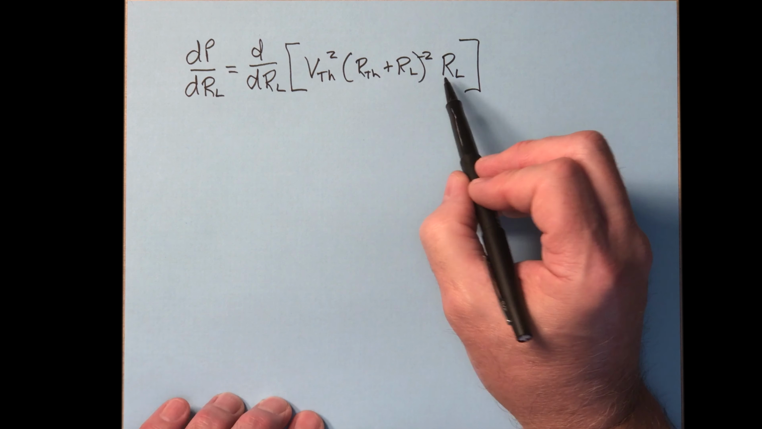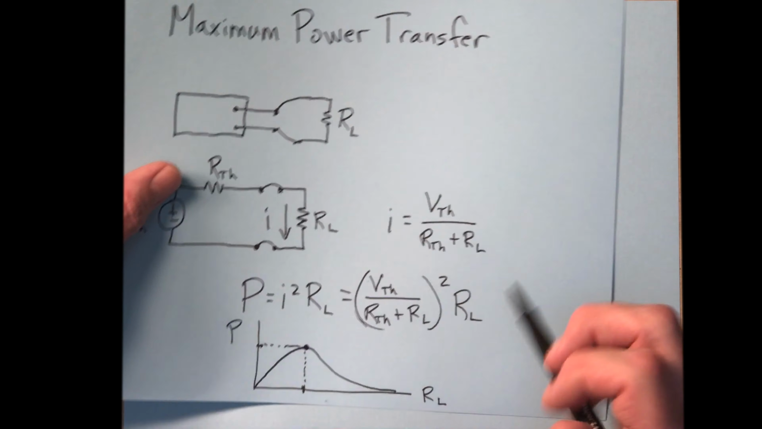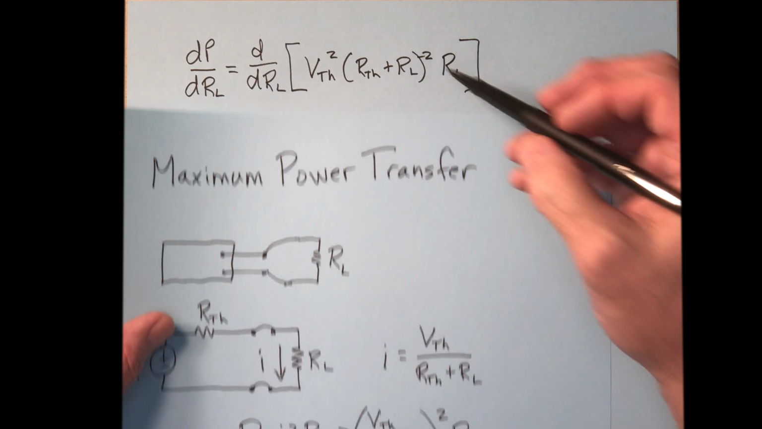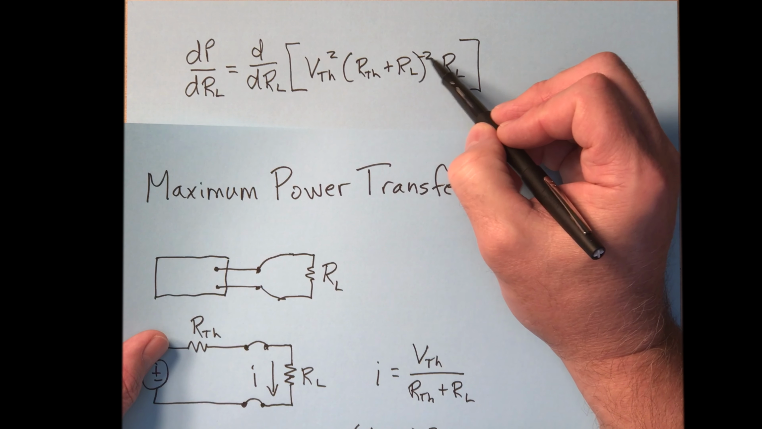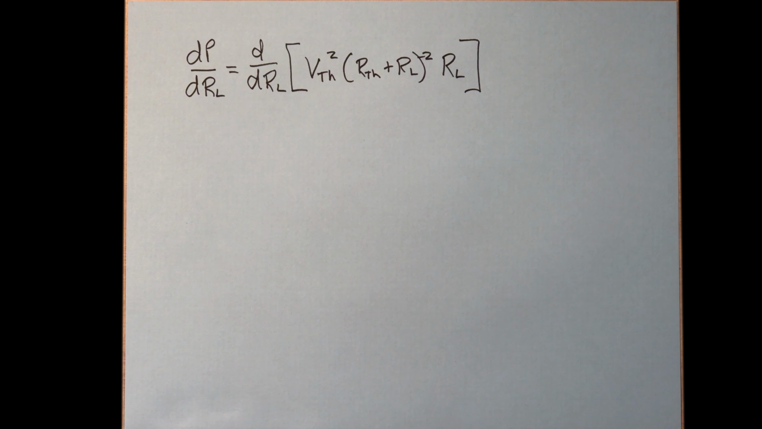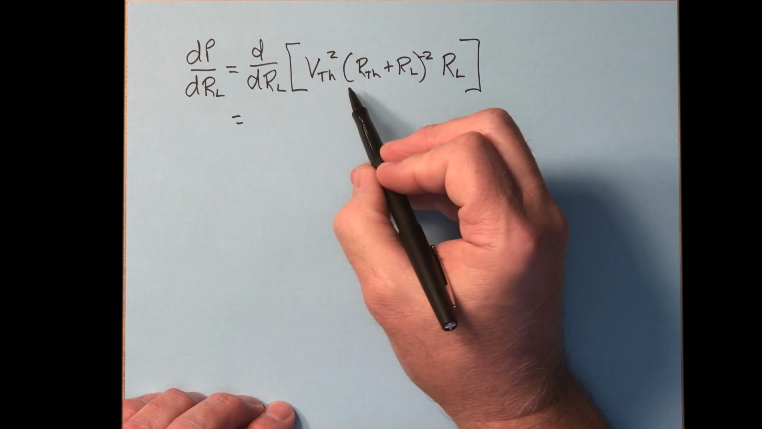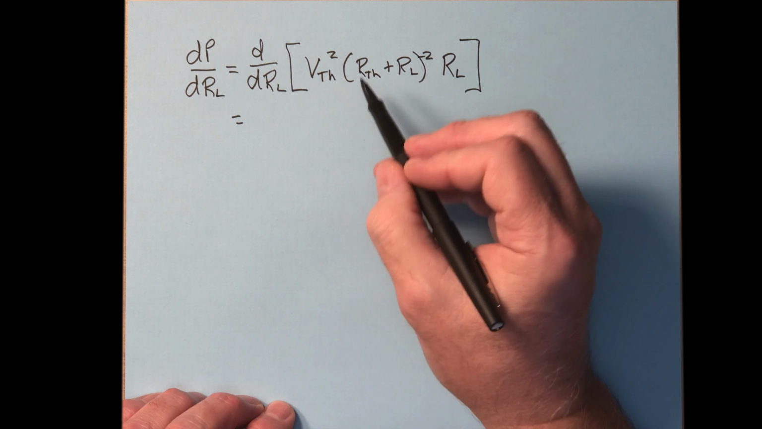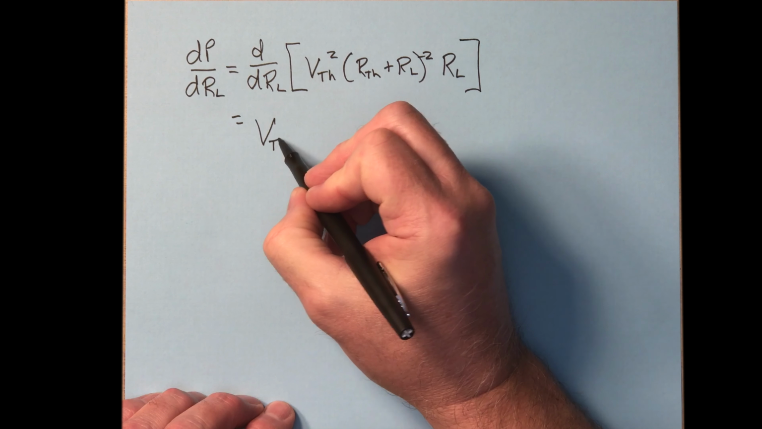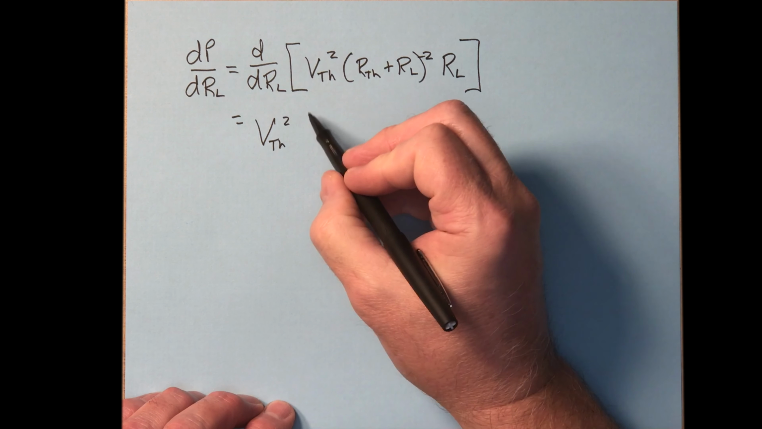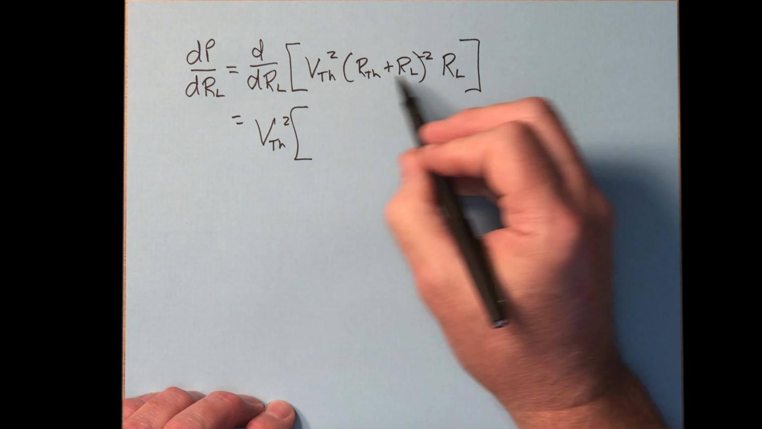All right, so we've rewritten the function, which was I squared R sub L, this way, and that's a -2 right there. And I do that just because I can remember the product rule over the quotient rule every day. And when we take the derivative, the VTH is going to be a constant, so we could even factor that out, VTH squared. And now let's do the derivative of these two terms.